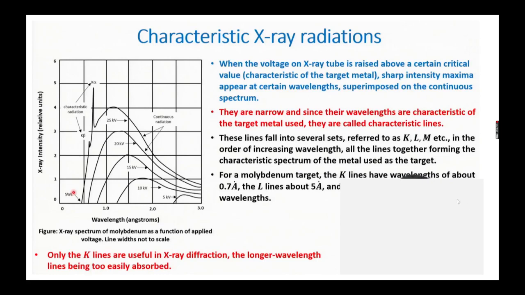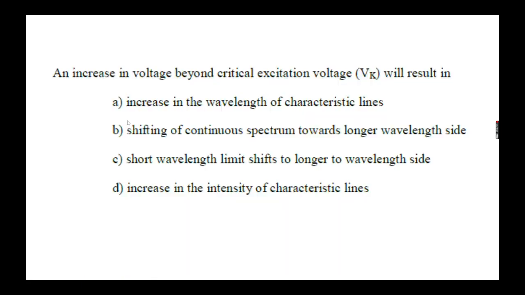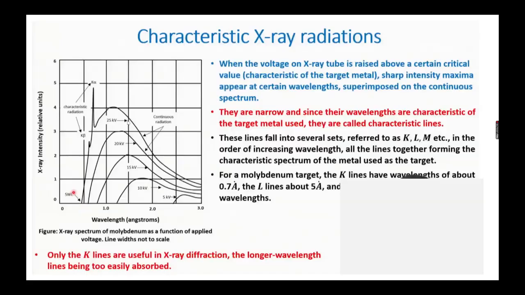Here you can also see a sharp intensity maxima, which is called a characteristic line. When you go beyond the critical value, you will achieve a sharp intensity maxima. As you can see, the K alpha will be superimposed onto your continuous spectrum. So the answer will be D.